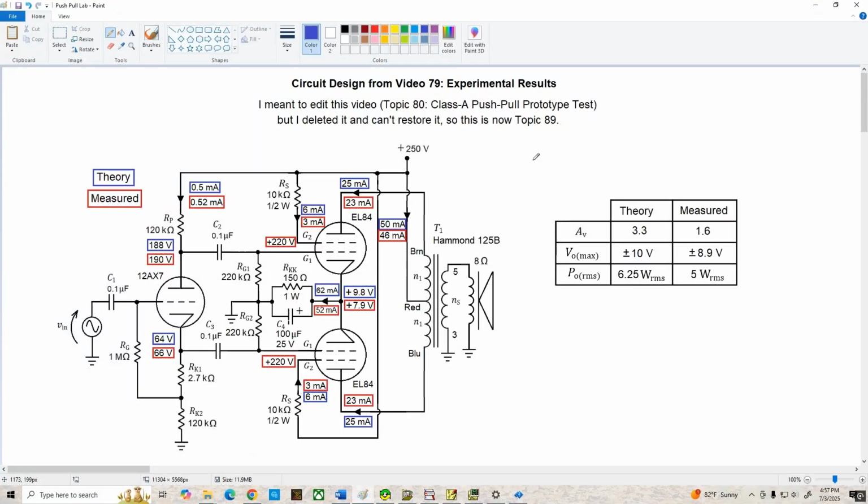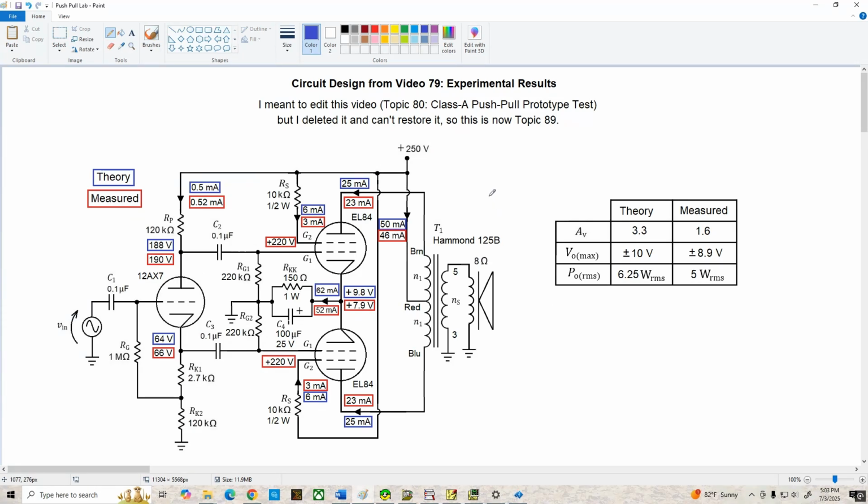This was originally video 80, but I meant to edit that video to correct something, and I discovered that you can't edit a video you've already posted. It just gets deleted and you have to repost it. So what's happening here is I'm just going to repost video 80 now as topic 89, and it doesn't really screw up our continuity too badly. We were looking at push-pull amplifiers anyway. This just doesn't have parallel tubes in the output stage.